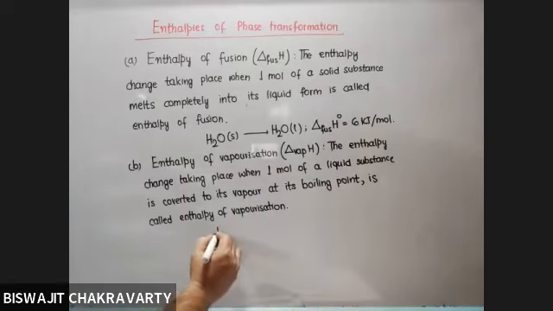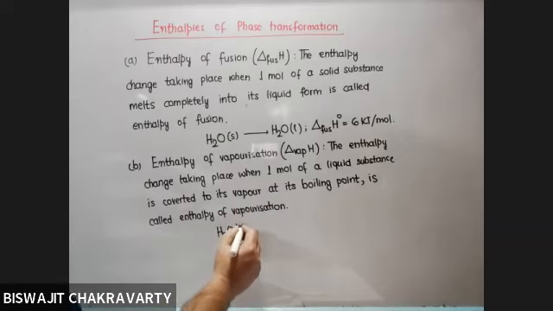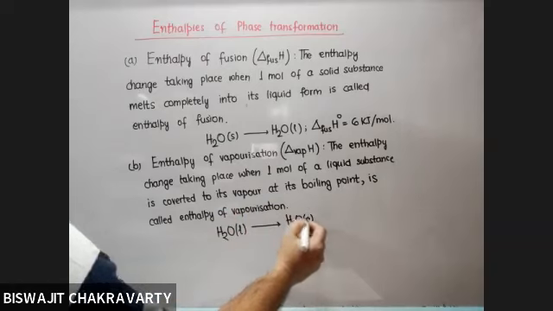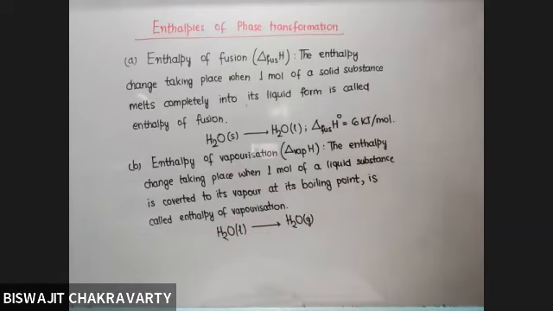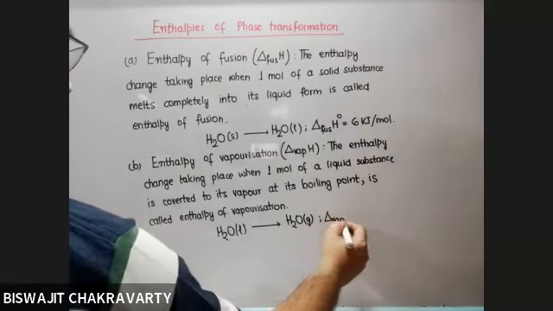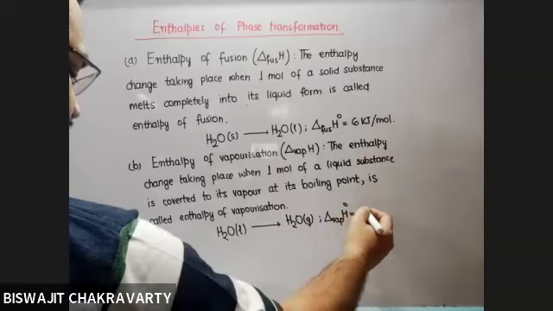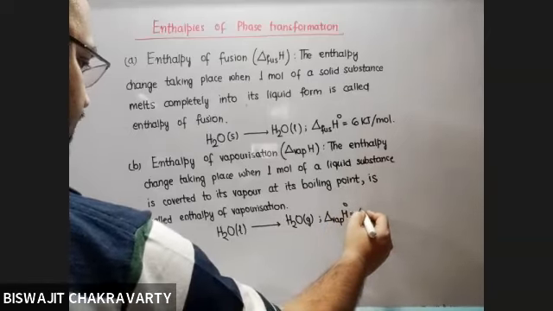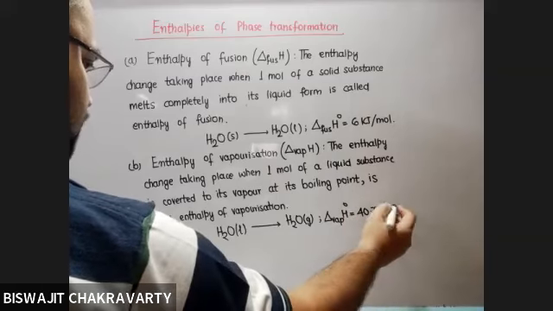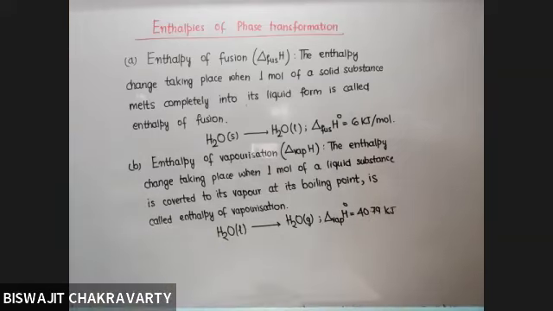Say we again take water in liquid state and it needs to be converted to vapor state. During this process, whatever energy change takes place will be called enthalpy of vaporization. At standard condition, this value is nearly 40.79 kilojoules. Both processes are endothermic because energy is required to convert solid to liquid and then liquid to vapor.